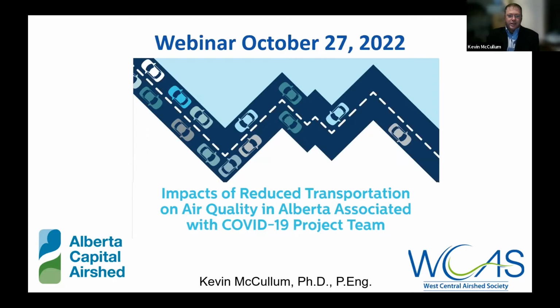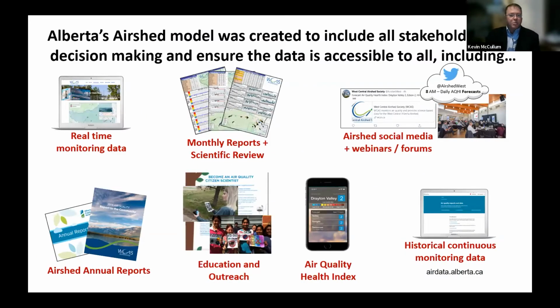The background that I'll bring is really just the Airshed model, what we're really doing and how we're setting things up. If you're not familiar with how the Alberta Airshed model works, it's set up for the Alberta Capital Airshed and West Central Airshed Society. It's the two that we work with, and it's only 2 of 10 airshed organizations in Alberta. So our primary role is really to monitor the ambient air quality and determine the level of pollutants in the air that we're breathing and exposed to. We do this using a range of different monitoring technologies, strategies, and data analysis. Data, that's my favorite.